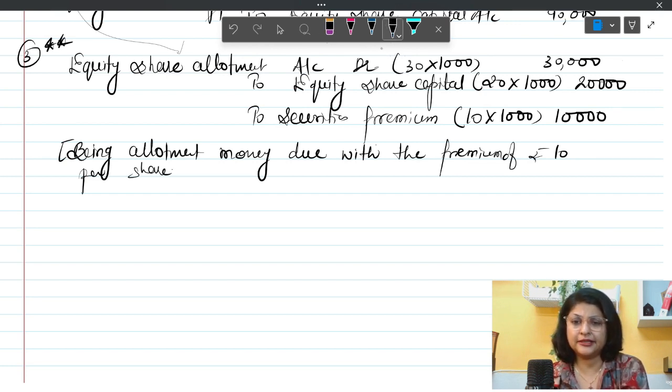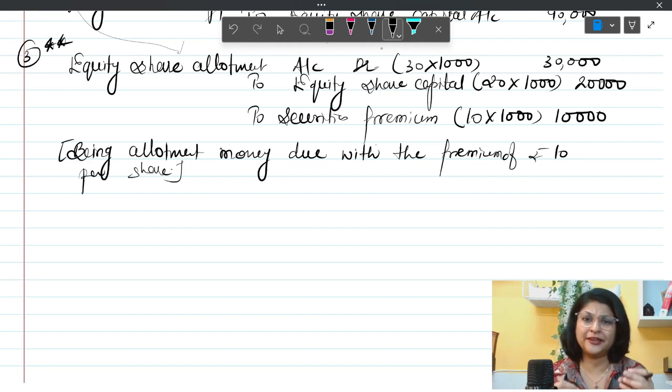Like this, if you want, you can specify the number of shares also, but I would tell you to write your narration crisp so that you do not waste too much time in writing the narration, because for writing the narration, no additional marks are there. But yeah, if you do not write the narration, your marks will be deducted.